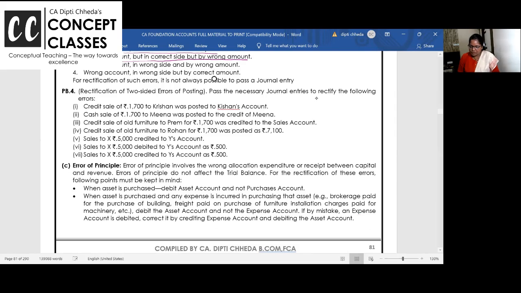Two-sided errors of posting. Credit sales of 1700 to Krishna was posted to Kishan's account. So you have sold. What's the entry of credit sales? Party to sales. But you have sold the goods to Krishna, and you didn't debit Krishna, so now debit. Posted to Kishan, debited by mistake, so credit. So whatever correct effect should be given, give that. Whatever is the wrong effect, correct it. Okay? All clear to all of you?